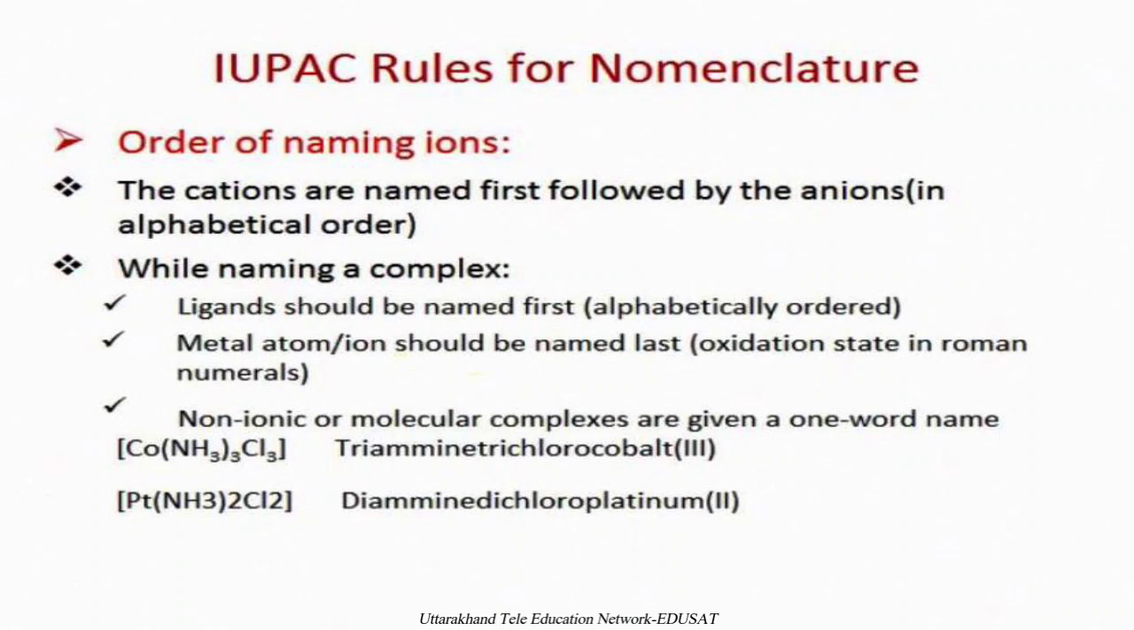For example, we have the triammine trichloride cobalt compound. Here we have written the cation named first, followed by the anions. We have the cation in the form of this cobalt, in which the ligands are named according to alphabetical order. First ammine, then chloro, and then the metal atom would be considered for naming the ion.